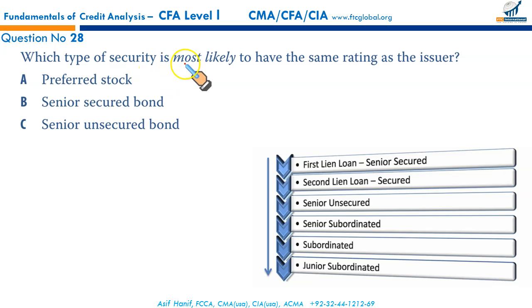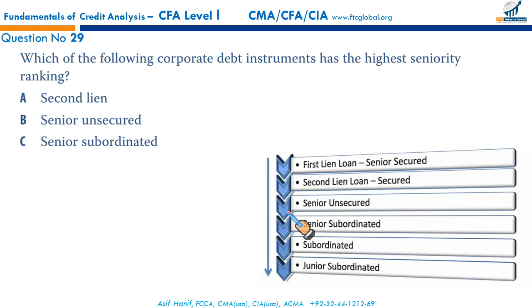Which type of security is most likely to have the same rating as the issuers? Again, a textbook based question, straightforward. The senior unsecured bond. The issuer credit rating usually applies to its senior unsecured debt. Straightforward approach, C is the right option.